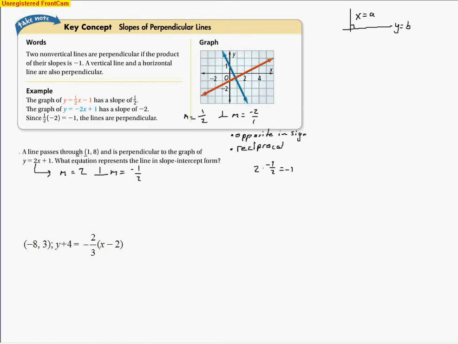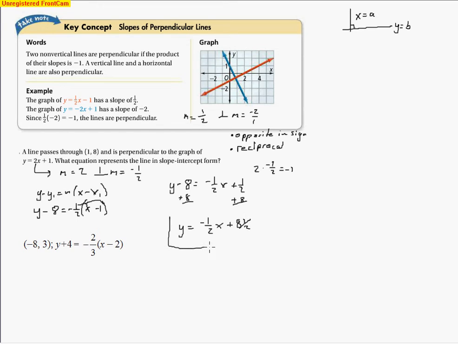Now I'm going to use the point in point slope: y minus y1 equals m times x minus x1. So I substitute in y minus 8 equals negative 1/2 times x minus 1. I can distribute, and I'm left with y minus 8 equals negative 1/2 x plus 1/2. From this point I just need to add 8 to all sides, and when I add 8 to 1/2, we're left with y equals negative 1/2 x plus 8.5. So that would be the equation of that line that passes through this point and is perpendicular to the given line.